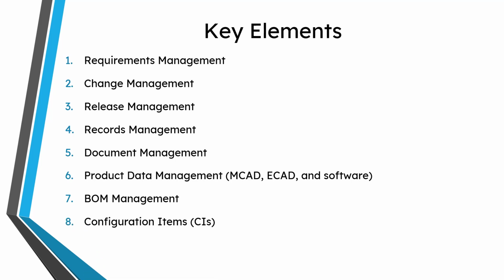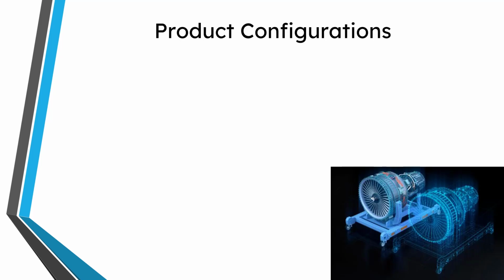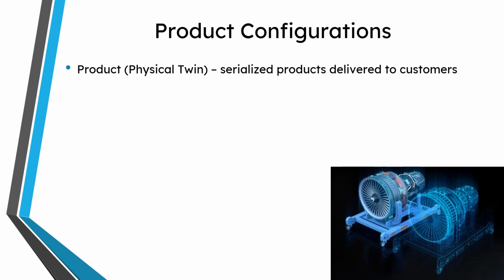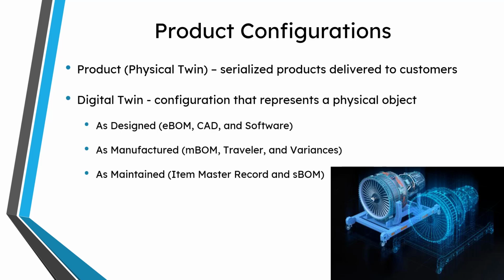Last but not least, you will have items under configuration control, including data, documents, and, importantly, physical objects like your products. Speaking of which, there are a variety of configurations that you want to manage. First, there are the actual products that come off your assembly lines, especially if they are serialized or require maintenance. You may hear those referred to as the physical twin. The digital twin is the electronic representation of a physical object.